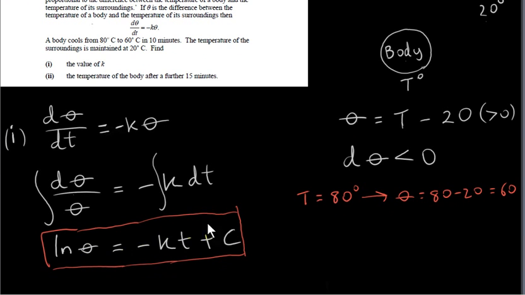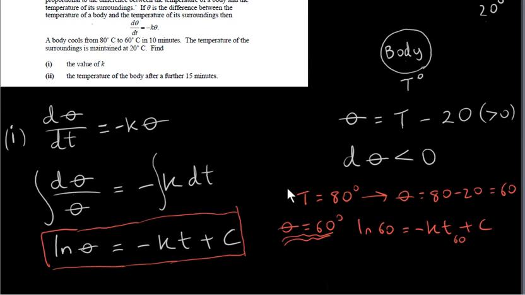So let's plug the value of 60 degrees in for theta here. For theta equals 60 degrees, we get ln of 60 equals minus k times the time. Now t will be the time when the temperature difference theta is 60 degrees, so I'll call this time T60. We don't know what it is, but I'll just call it T60 to indicate that we're talking about the time at which the temperature difference is 60 degrees, and we have the constant C.